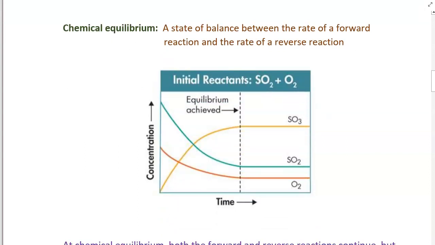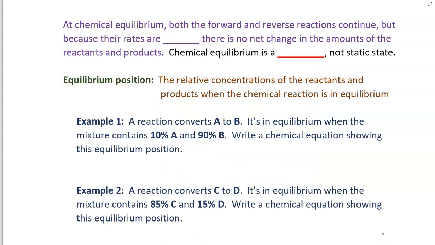Chemical equilibrium is a state of balance between the rate of a forward reaction and the rate of a reverse reaction. When a reaction is in equilibrium, both the forward and reverse reactions continue. But because their rates are equal, there is no net change in the amounts of the reactants and products. Chemical equilibrium is a dynamic, not a static state. What this means is that the equilibrium point can change, depending upon the conditions that the reaction is under.